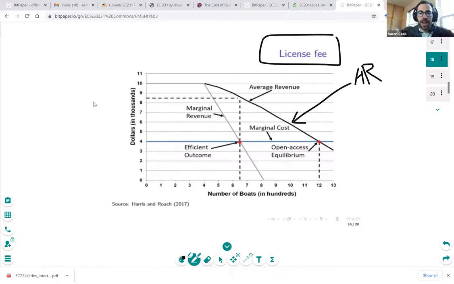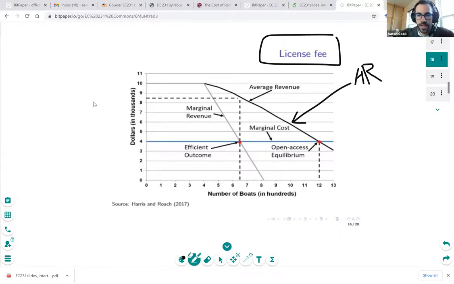You can show mathematically why that's true. I don't have time to fully show exactly why average revenue is a flatter curve, but you can look at that mathematically. And if you want to know more about that, you can come to office hours and I can explain exactly why that average revenue curve has a flatter slope than the marginal revenue curve.